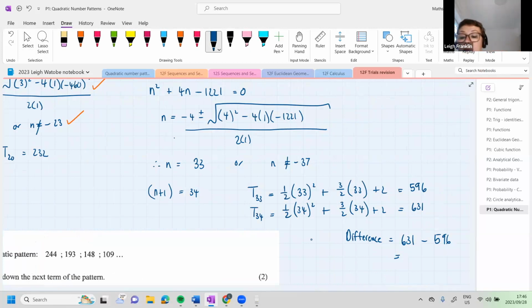And I'm calculating that our difference is 35. Yes, me too. Good. Well done, Akila. And Tuelo, good. And Mamelo, beautiful. Good job, everybody.